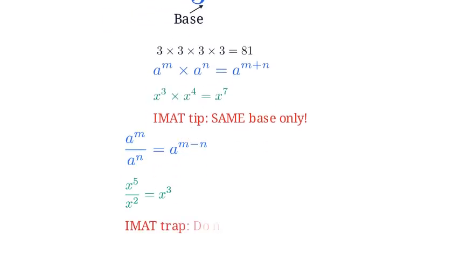Law 2 is the division rule. When dividing terms with the same base, keep the base and subtract the exponents. So a^m over a^n equals a^(m-n). Example, x to the fifth over x squared equals x cubed. Do not divide the bases. Only subtract the exponents while the base stays fixed.